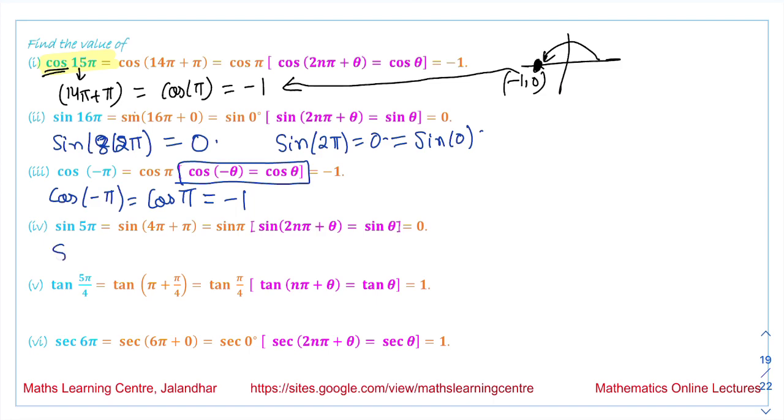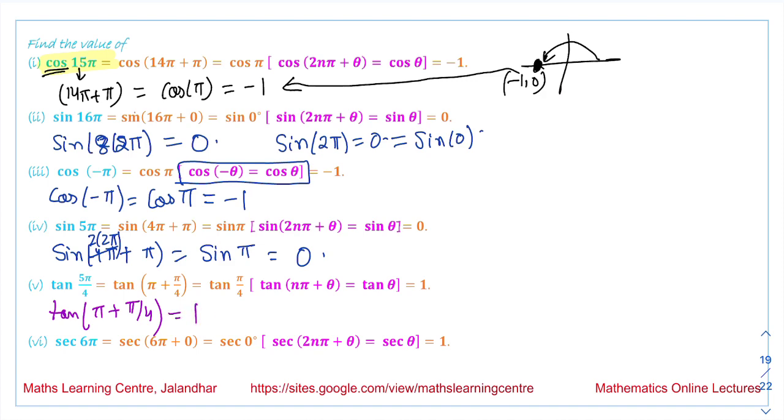Next is sine of 5 pi, so it is sine of 4 pi plus pi, which is equal to sine pi, because the period of the sine function is 2 pi, so this 4 pi is basically 2 into 2 pi, and the answer we obtain is 0. Next is tan of 5 pi by 4, so it is tan of pi plus pi by 4, which is equal to tan of pi by 4. The period of the tan function is pi, so the answer comes out to be 1.